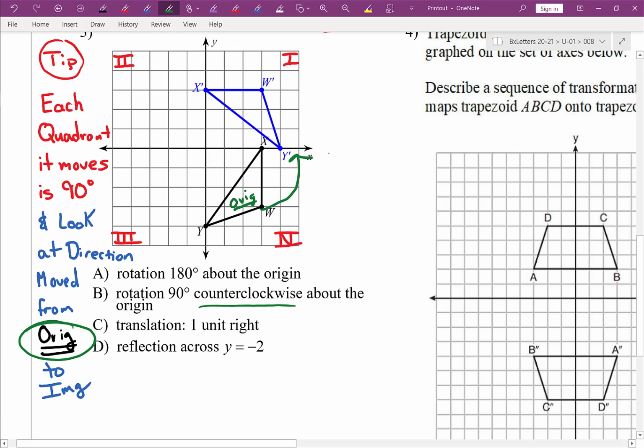I like to draw an arrow because that tells me I am moving counterclockwise. All right, this is going counterclockwise. So this looks like the answer.